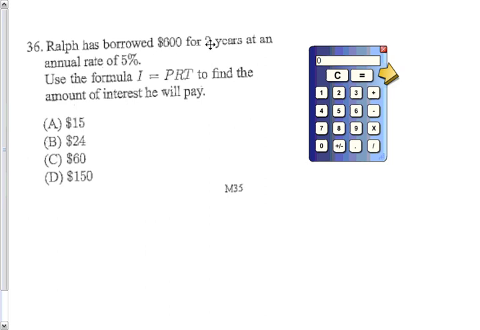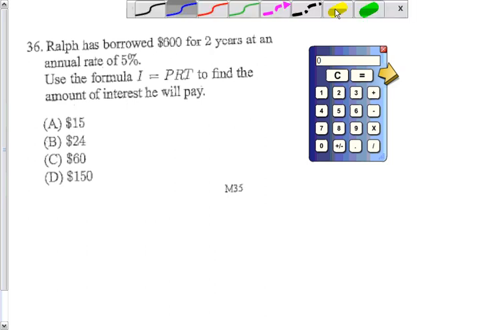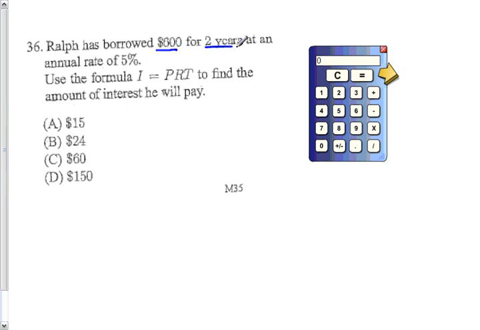Ralph has borrowed $600 for 2 years. Let's get our little pen here so we can make sure we underline everything. Ralph borrowed 600 for 2 years at an annual rate of 5% and use the formula I, that's interest, equals principal times rate times time. The principal is the amount of money you start with, the rate is the annual interest rate, which is 5% in this case, and the T is time in years, so this is 2 years, and everything is annual here.